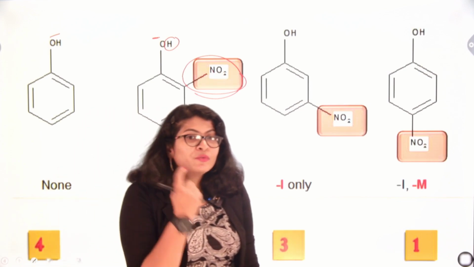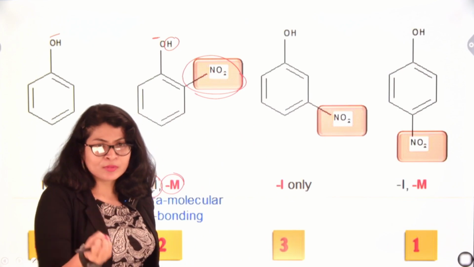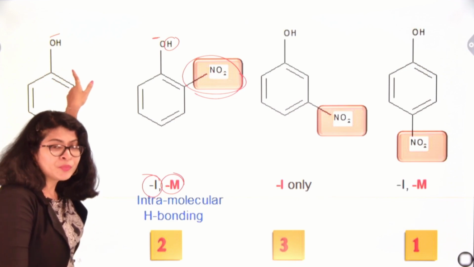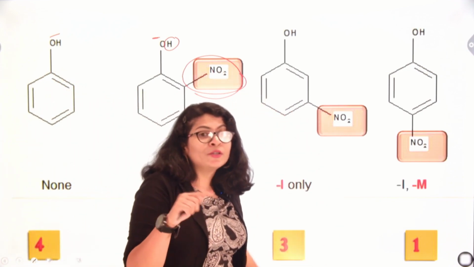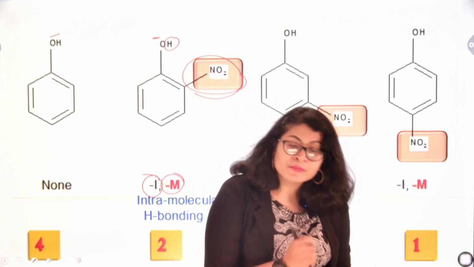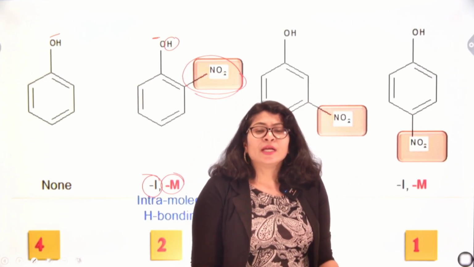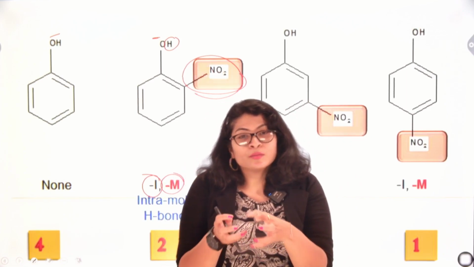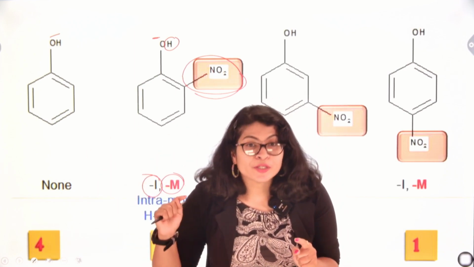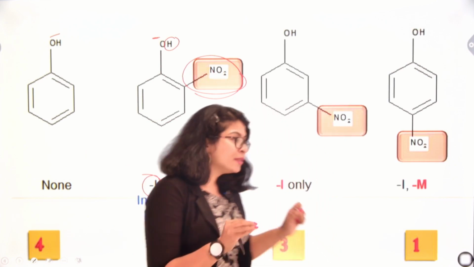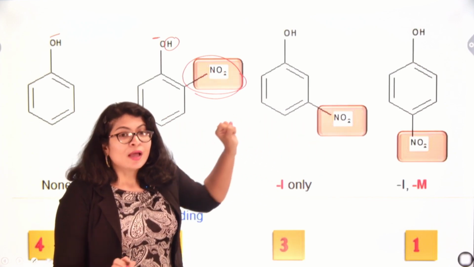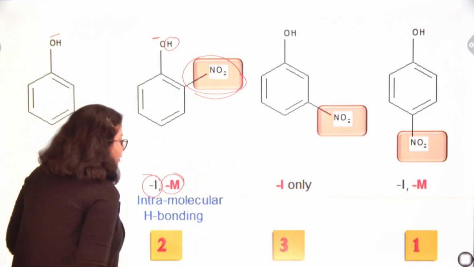Any group which withdraws electron density towards itself will decrease the electron density around the oxygen atom. As a result, oxygen will be less electronegative, so it will not pull the electron cloud towards itself, and it will not make the H plus more available for donation. Therefore, if I compare these nitro compounds with phenol, phenol is more acidic than the nitro compounds. And again, if I look at the ortho, meta and para, what will happen?